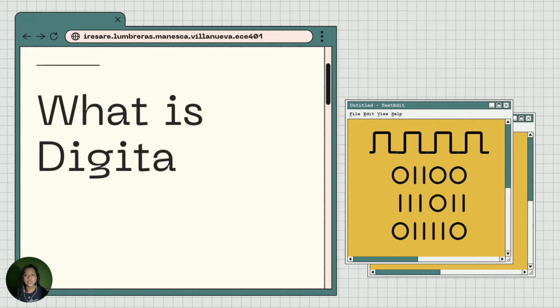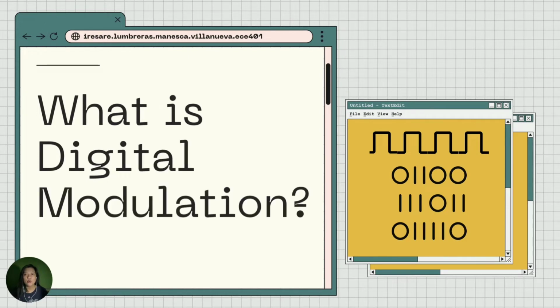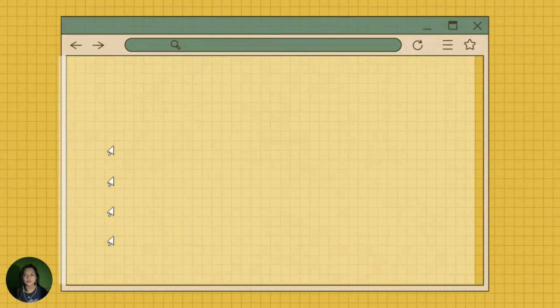Digital modulation is a type of modulation wherein our carrier signal is modulated with a discrete signal. Discrete signals consist of bits or ones and zeros. Discrete signals are also known as square waves.